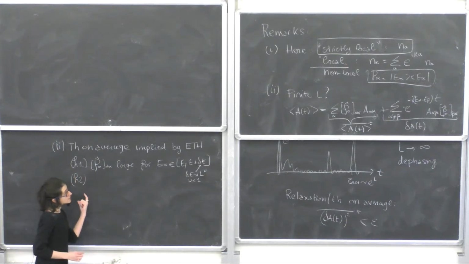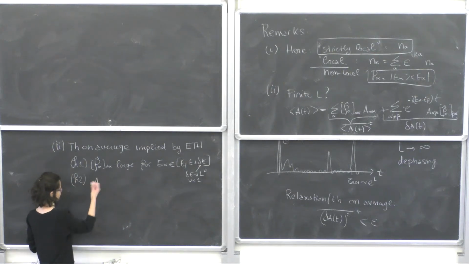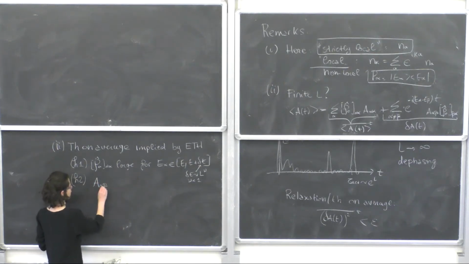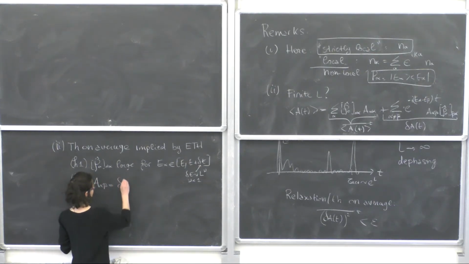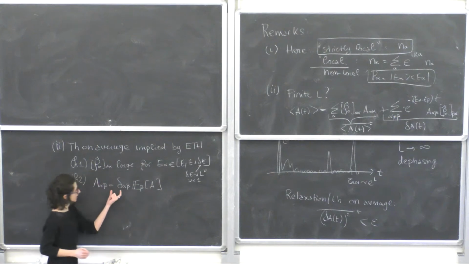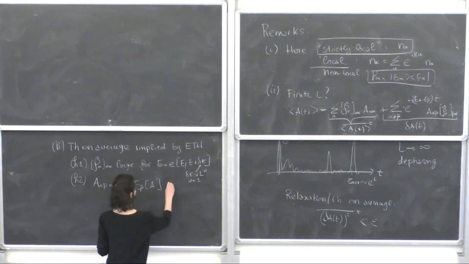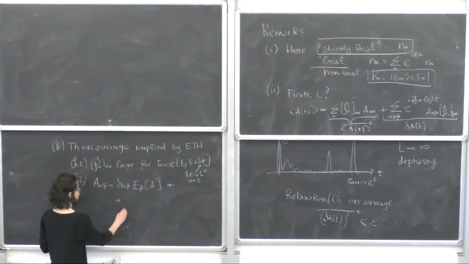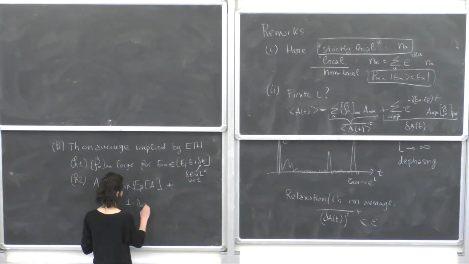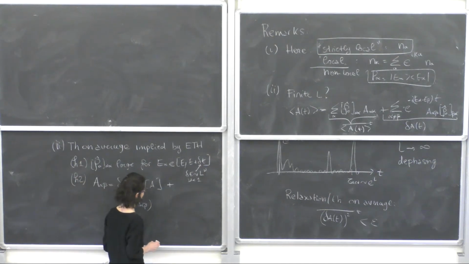And then what you ask is that your matrix elements have a given structure. So for your local operators A, for the diagonal term, if you want thermalization on average to occur, you want that this diagonal term reproduces the thermal expectation value of the operator itself. And then for the off-diagonal term, you want that this is exponentially small in your system size.